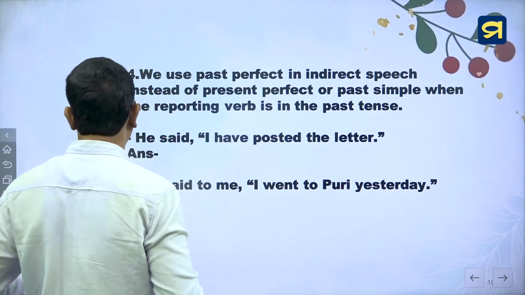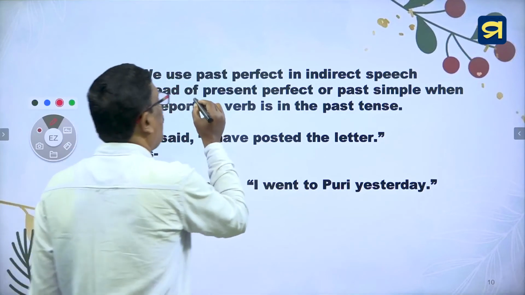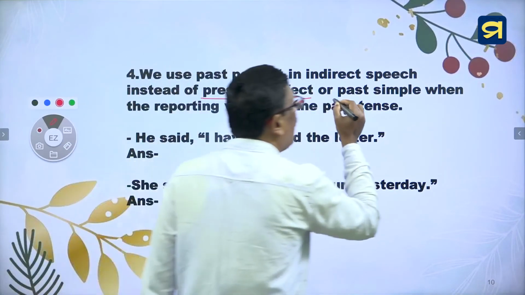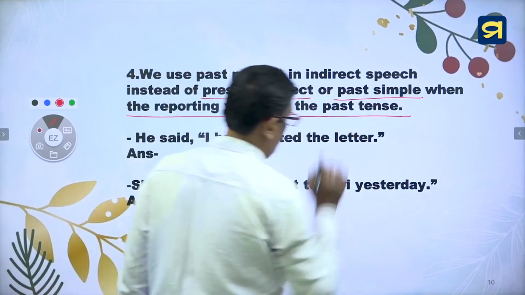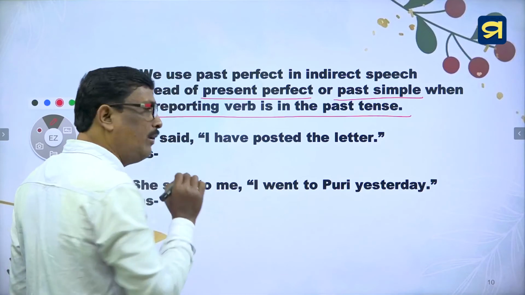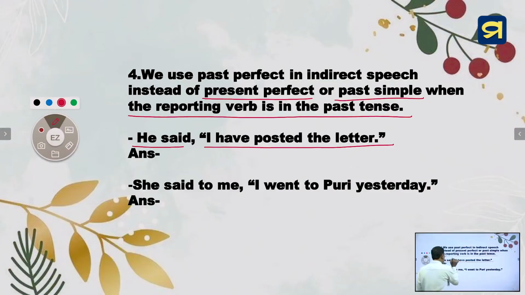Number 4. We use past perfect in indirect speech instead of present perfect or past simple when the reporting verb is in the past tense. Okay, dear children, you see, it is the reporting part and it is the reported part. You see, it is the reporting verb. When the reporting verb is in the past tense, the tense of the reported part changes. And the reported part is in which tense? Present perfect tense. Now you will change it.